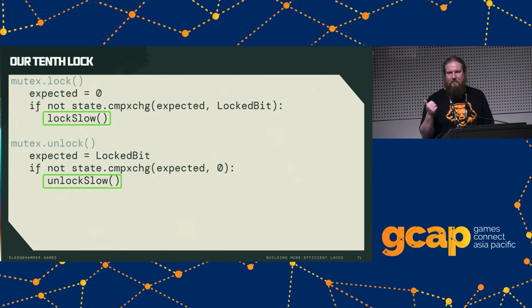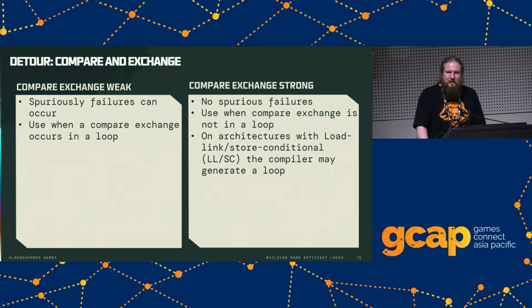So this should be able to be inlined in a lot of cases, and it'll mean we don't have function call overheads and all of that except for the situation where we do actually need it. For anyone that's dealt with atomics a little bit, you might realise that there's not just one version of compare and exchange. There are typically two different versions that exist: compare and exchange weak and compare and exchange strong.